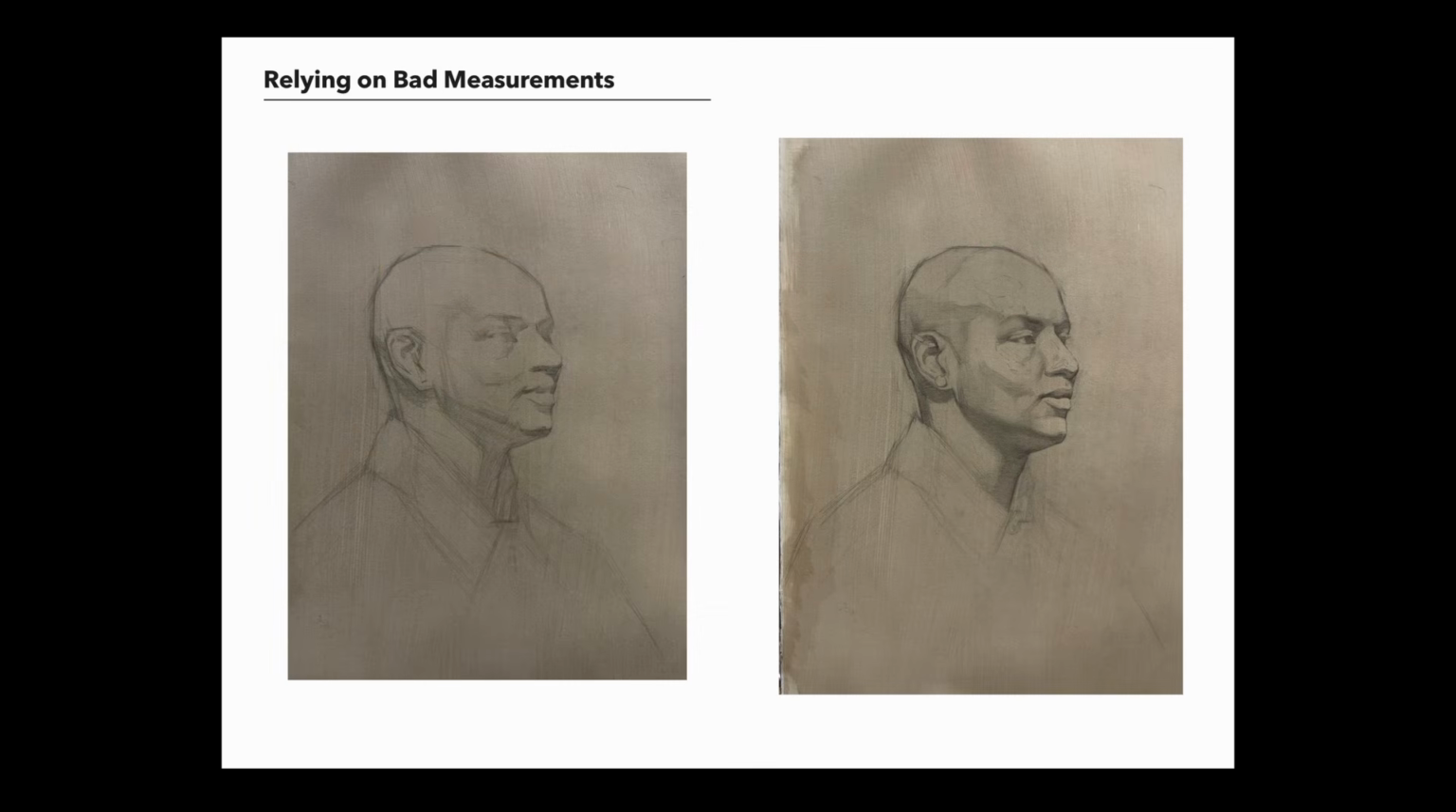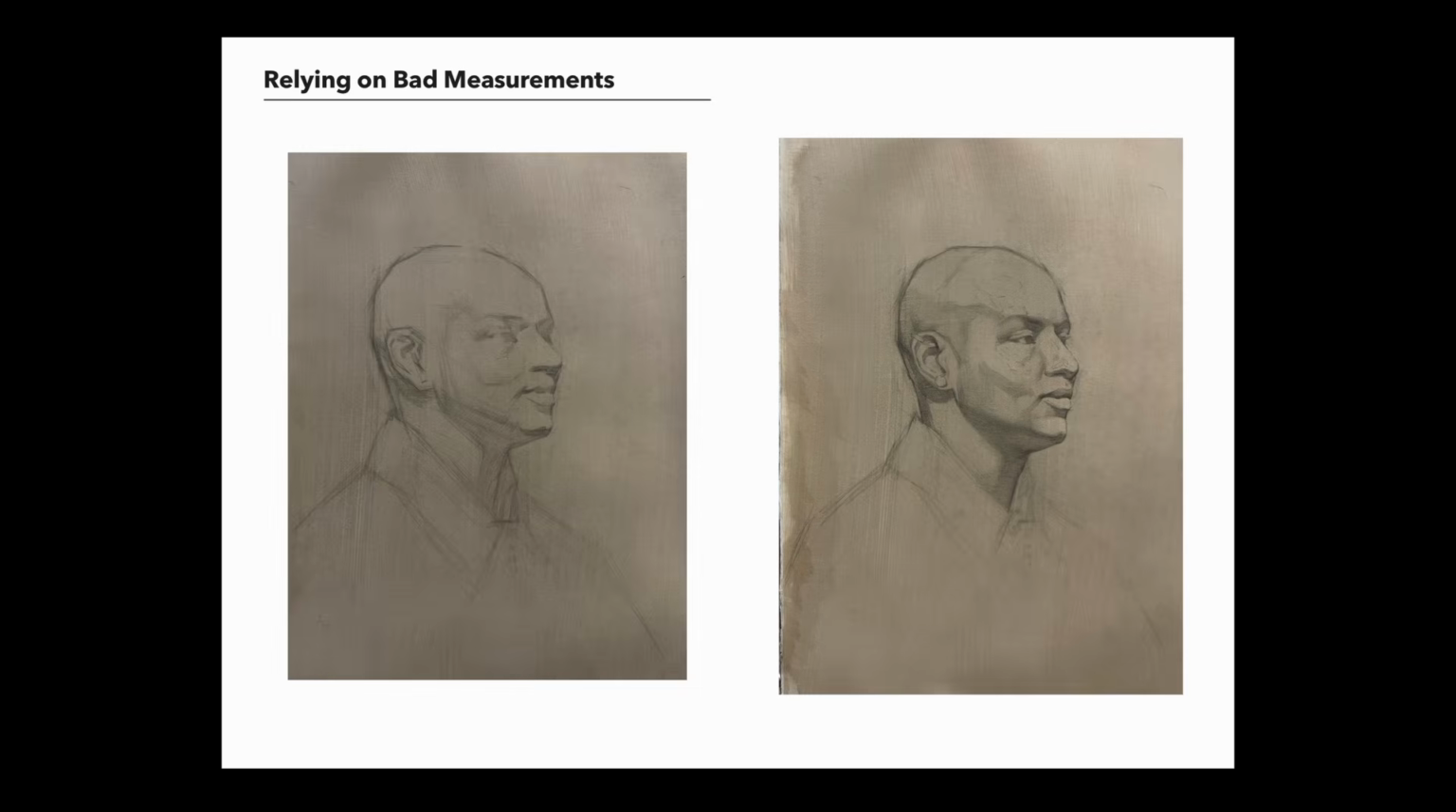The second most common mistake people make is relying on bad measurements. Now, this is different if you're working in sight size. Sight size is a very controlled way of working, and you're intentionally supposed to rely on your measurements to set up your drawing. So I would say if you're working in sight size, then this is probably not the most relatable thing, but if you are working in comparative measurement, then this will probably make sense to you.